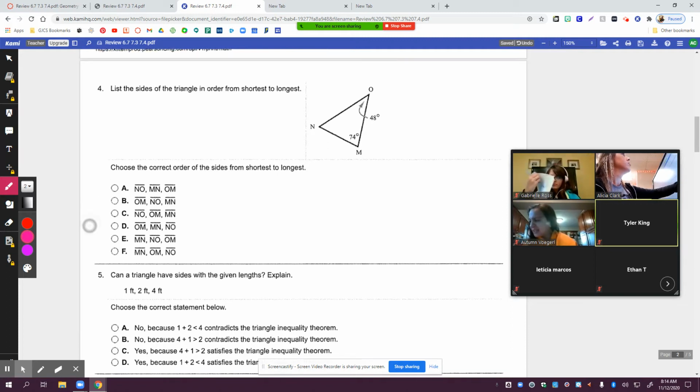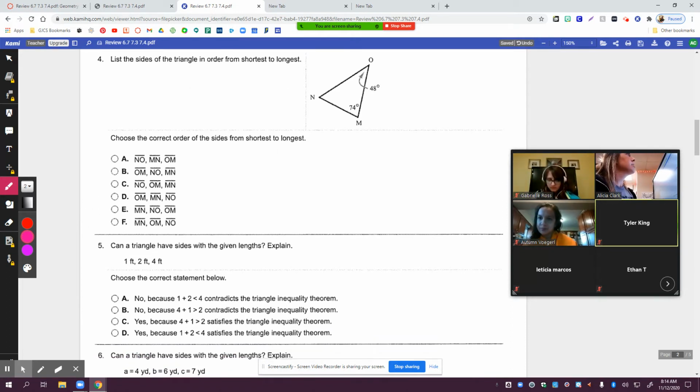Now you're going to list the sides in order. Again, this relates to how the angles are. If you don't know what this third angle is right here, you need to take 180, the total in the triangle, and subtract off the two angles that you do know, so 74 and 48. If I take 180 minus 74 and 48, this angle ends up being 58 degrees right here.